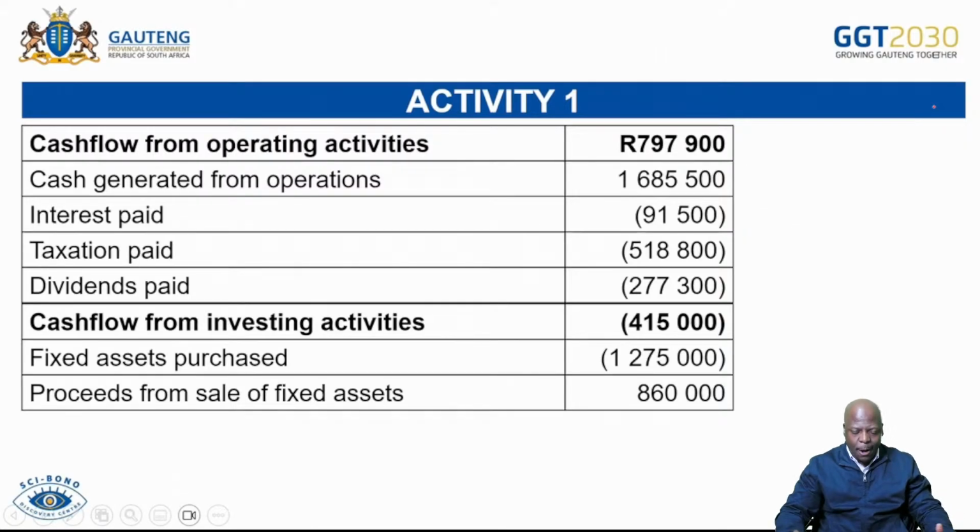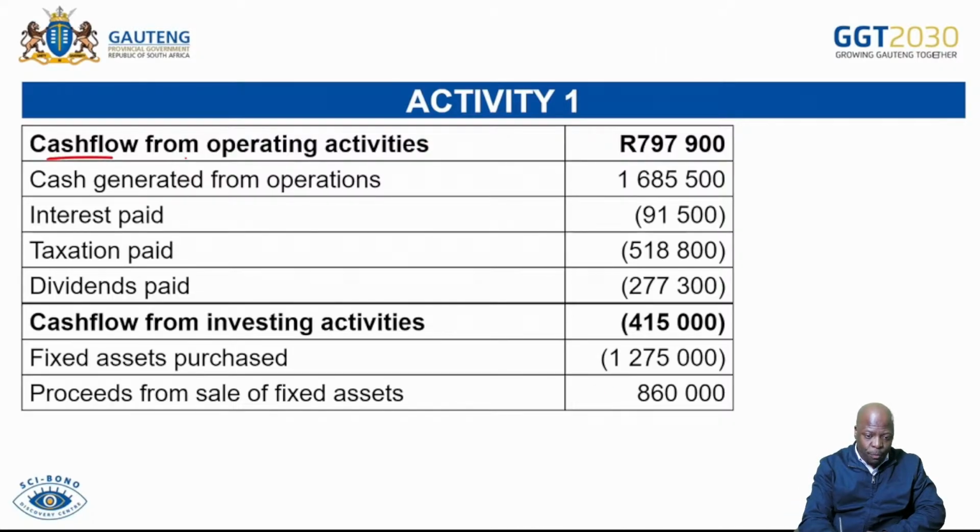Okay, so let's see now. We have done 2 parts of the cash flow statement. So far, we've done the cash flow from operating activities, and we have our 797,900 in inflow. And we have done the cash flow from investing activities, and we have 415,000. That is a cash outflow. You see, it's a cash outflow because it has brackets on it.